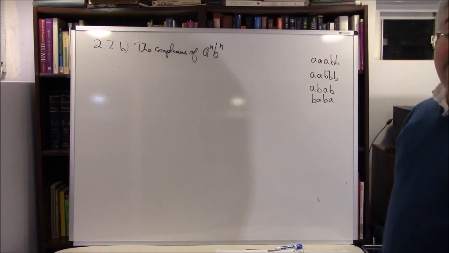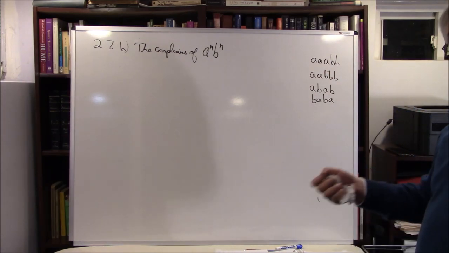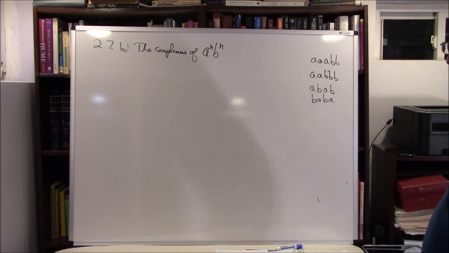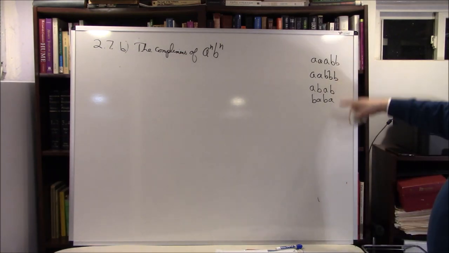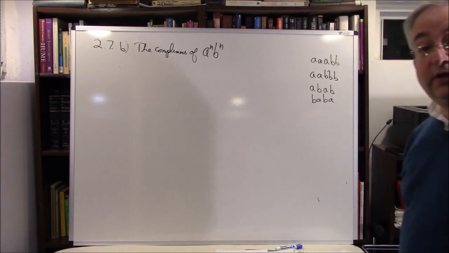Those have the same number of A's and B's, but they're not of the right form. We have all our A's first and then all our B's. So all four of these words are not in A to the N, B to the N. Conclusion, they're in our language.